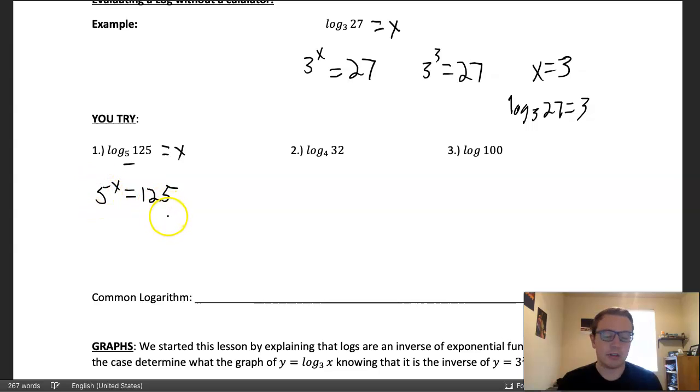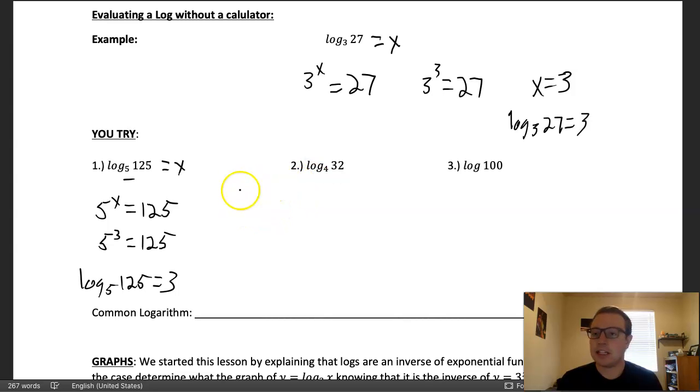5 to the x is equal to 125. What power of 5 gets us to 125? That would be 3, right? 5 cubed is equal to 125. So that means that the log base 5 of 125, right? That's the power that we're looking for. 5 raised to what power gives us 125? That's equal to 3.